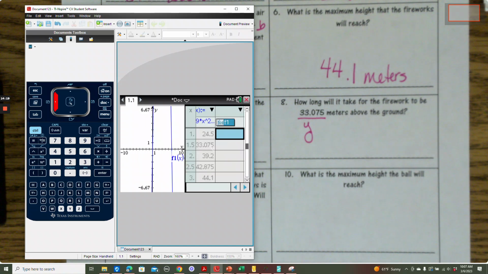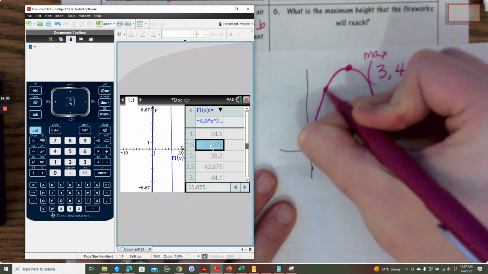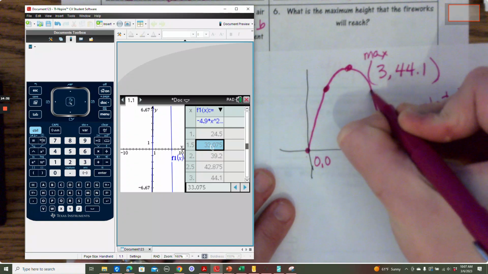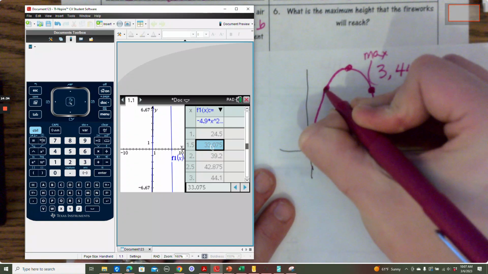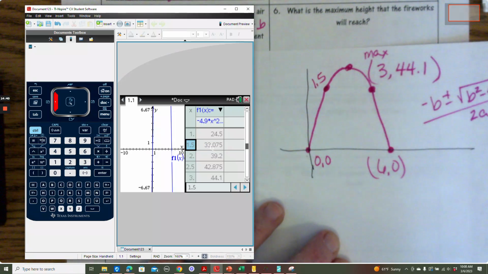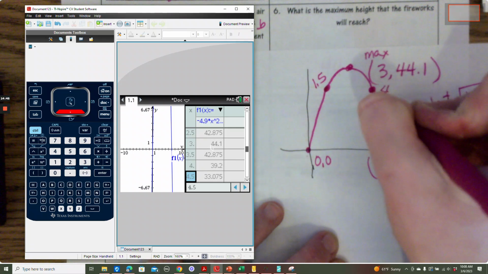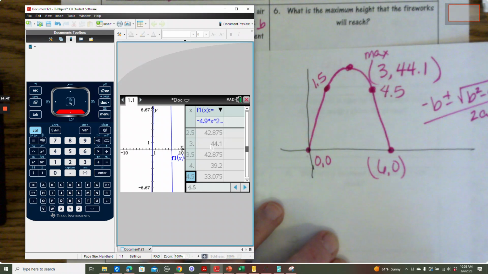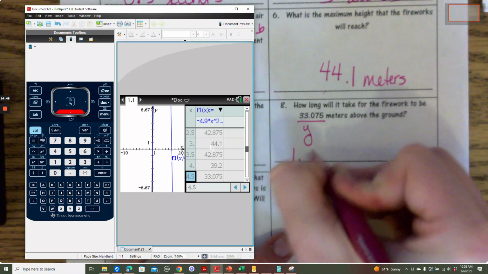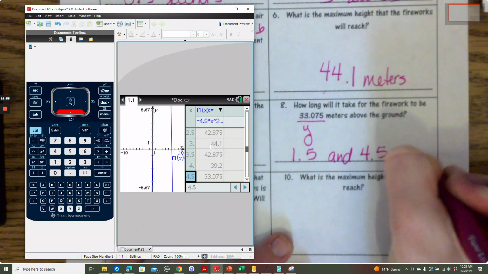But there's that value I was looking for, that 33.075. But there's going to be two of them. So it's going to hit that height going up, and it's going to hit it coming down. So going up, the first time it hits it, it's going to take 1.5 seconds. Coming down, there's the second one. It's going to take 4.5 seconds. So those are your answers on that one: 1.5 and 4.5 seconds.